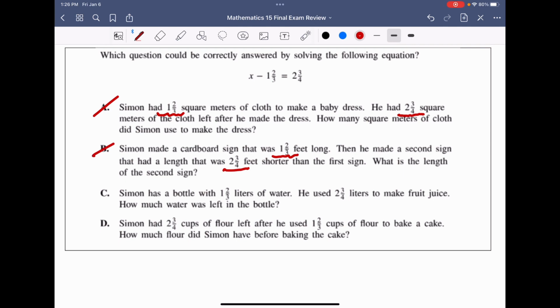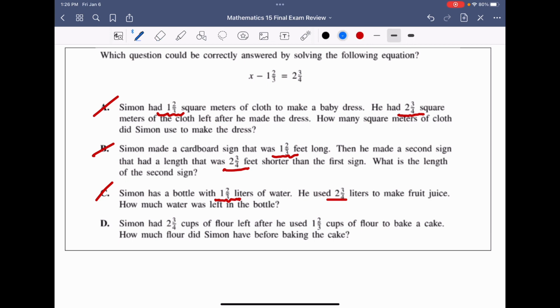No way. For C, Simon has a bottle with 1 2/3 liters of water. He uses 2 3/4 to make fruit juice. How much was left in the bottle? That's another one of those cases where it's like, if he has this amount and then uses this, well, how does that even make sense? Because he's taking away more than he started with. That doesn't add up. So C is gone, therefore D is true, but let's confirm that.